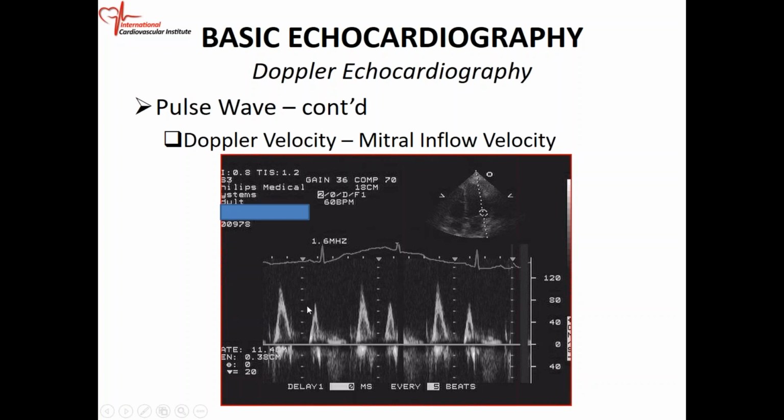Mitral inflow velocity: the velocity is on the vertical axis, time is on the horizontal axis. It's a pulse wave Doppler. Pulse wave Doppler usually cannot measure more than 1.5 to a maximum of 2 meters per second velocity.